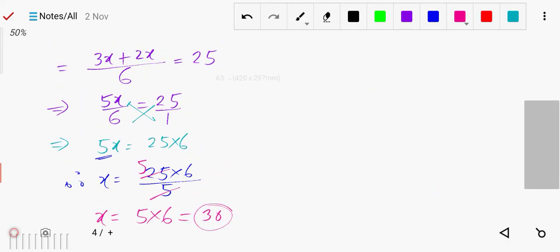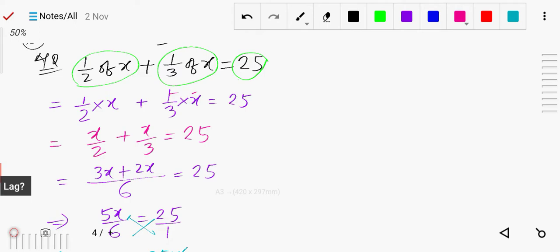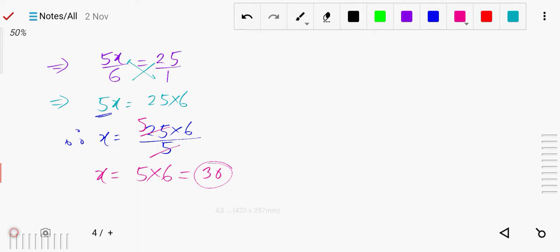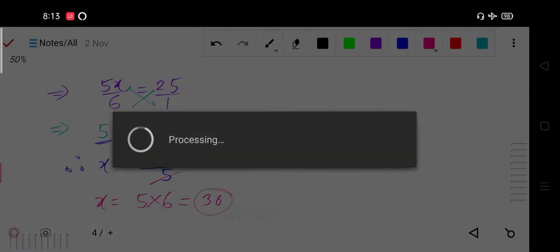You can see once again, we simply write the given half of x and 1 by 3 of x, which equals 25, and there is a plus sign, meaning added, so we have to add these two. Then we follow the steps one by one, and we got the value of x. So the number was 30.